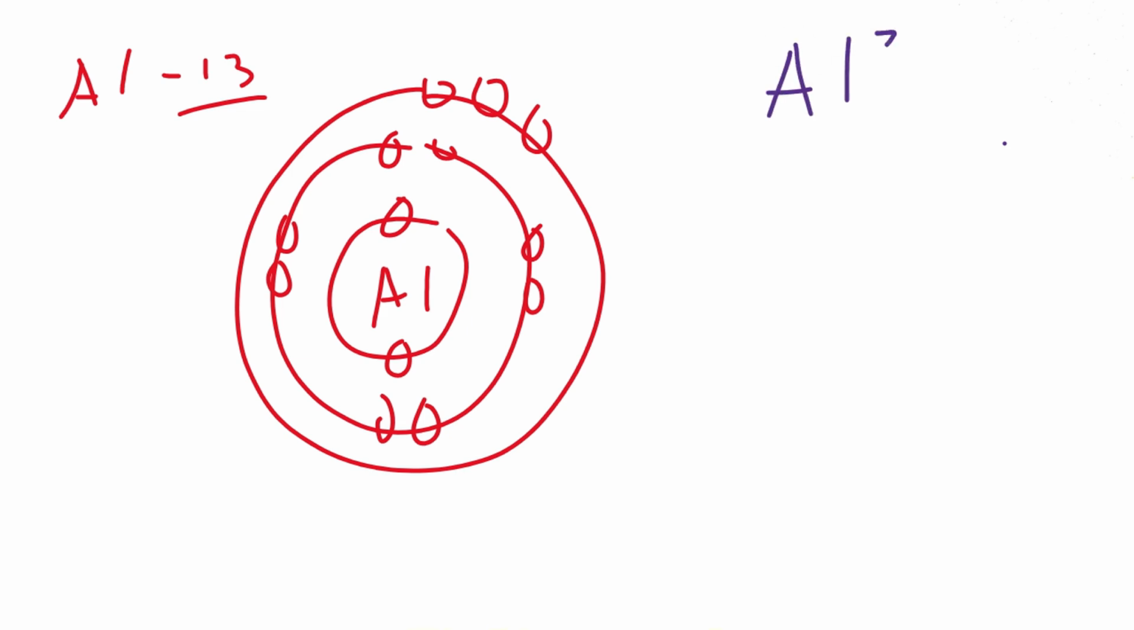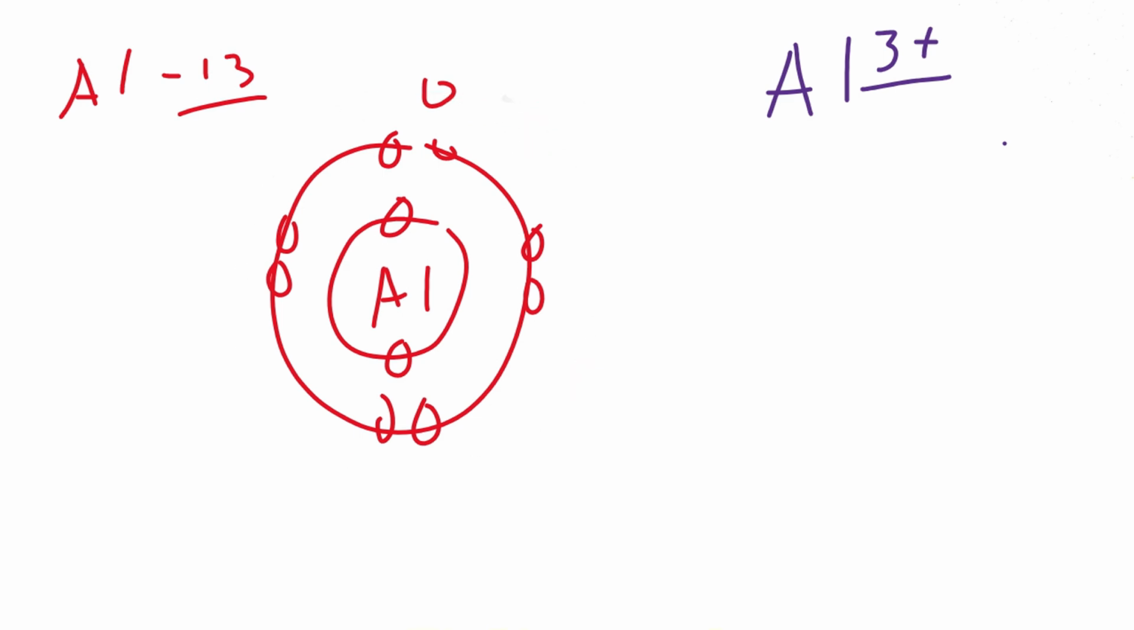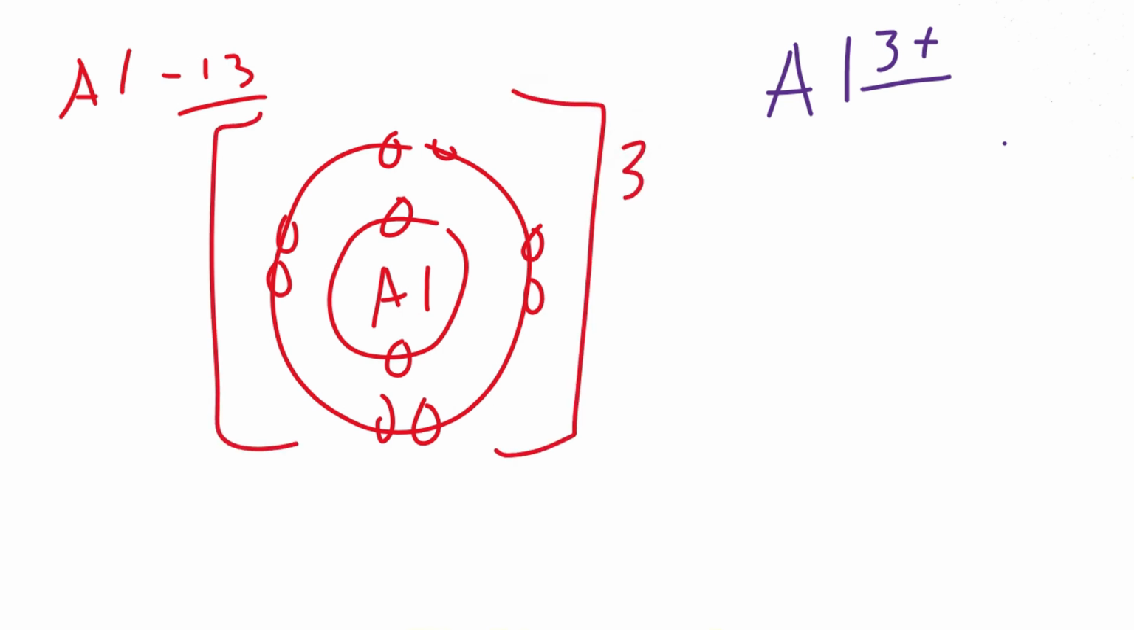What we need is aluminium 3 plus. As I mentioned before, the 3 plus refers to losing 3 electrons. So, as you can see, the last shell of aluminium has 3 electrons. So, we can easily remove these 3 electrons from the last shell. As a result, we get aluminium 3 plus.